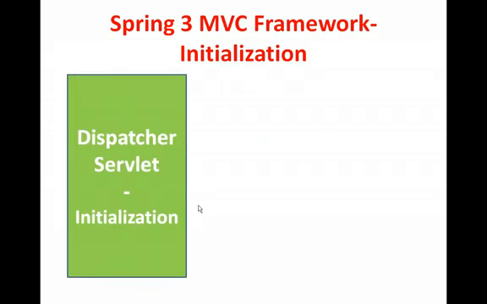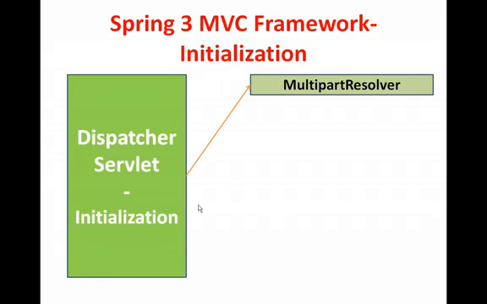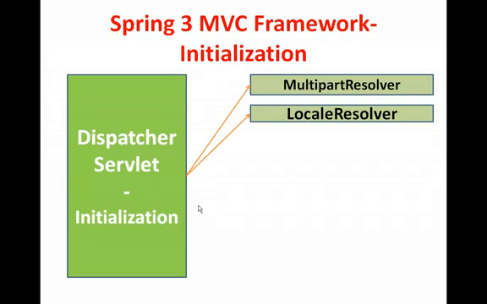So let us see what are the components that will be initialized by the dispatcher servlet in Spring MVC 3. So first thing that will be initialized is the multi-part resolver, which helps to identify the multi-part headers and start processing for file transfers and all. And then the second one is the locale resolver that will be loaded, and it decides whether I have to track the locale in a request header, or get the locale from the cookie, or get it from a session, something like that. So as per your configuration, the locale resolver acts as such.